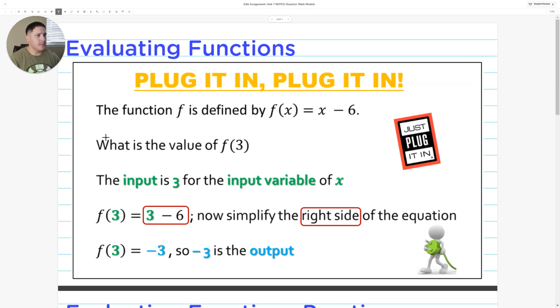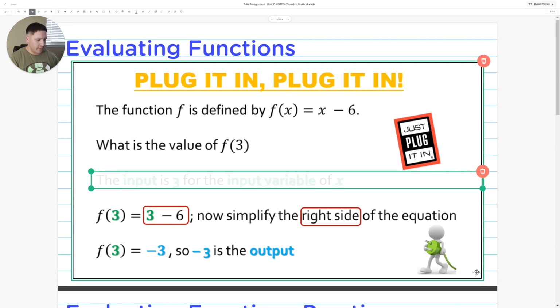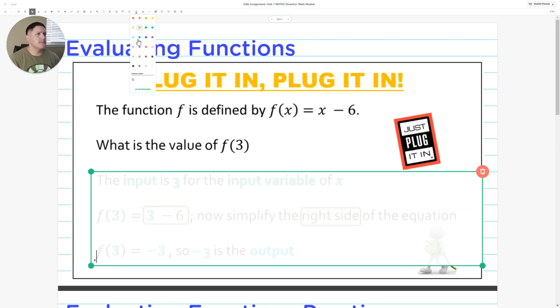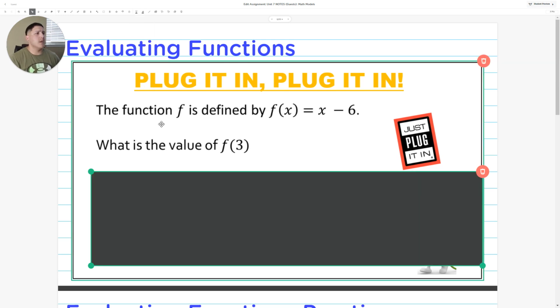Here's an example. I'm going to cover some things and reveal them as we go. So the function f is defined by f of x equals x minus 6. What is the value of f at 3? F of 3. So again, f of x is our rule. The rule states that it's x minus 6. That is the machine. That's what we use to give us a product, to give us an output.